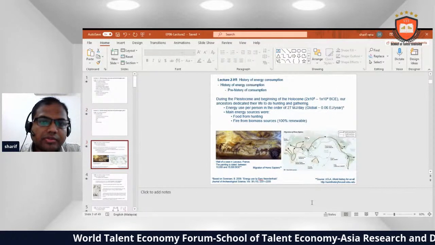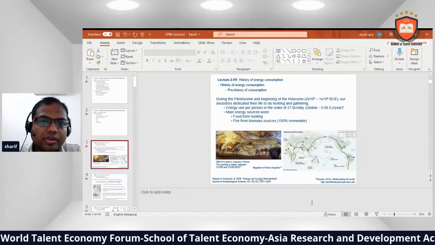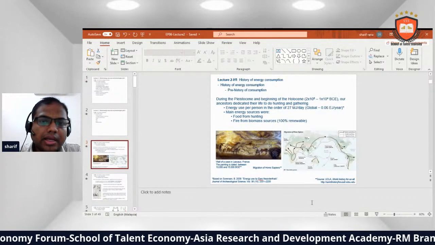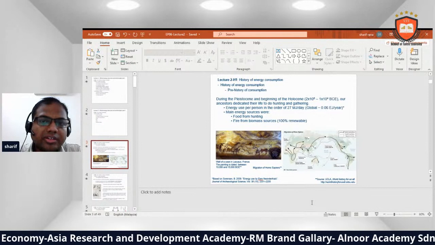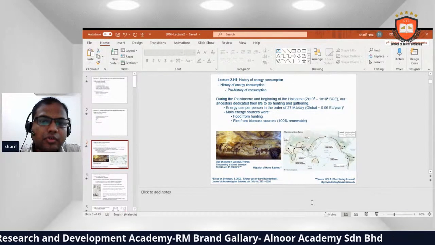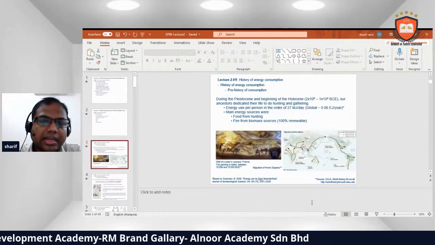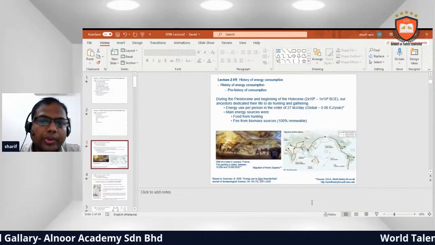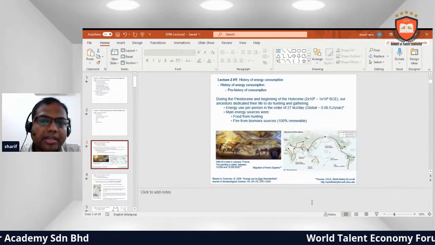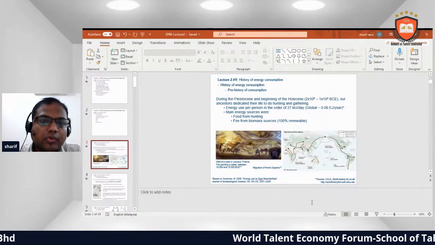History of energy consumption: prehistory of consumption. During the Pleistocene and the beginning of the Holocene, humans decided their life to be hunting and gathering. Energy used per person was on the order of 27 MJ per day, and the main energy sources were food from hunting, and fire from biomass sources.